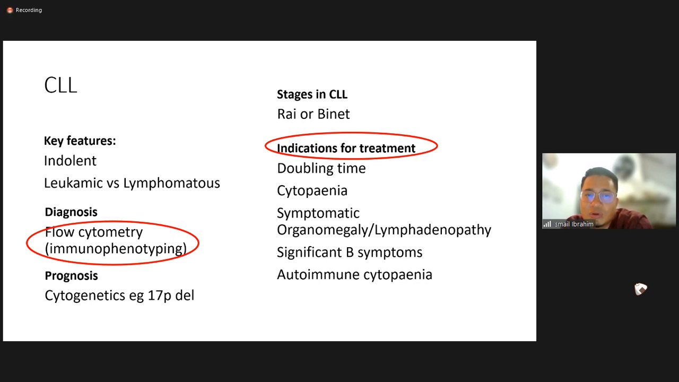And we don't normally treat the patient unless they fall into any of these indications for treatment, i.e. doubling time. So if the white cell count doubles within 6 months duration, then we may consider treating them. Or they develop cytopenia, i.e. they can get anemia or significant thrombocytopenia, which warrant treatment. They can also have organomegaly or lymphadenopathy, so big spleen, big liver, significant constitutional symptoms, or they can get autoimmune cytopenia. So these are all the things that we need to consider before treating the patient.